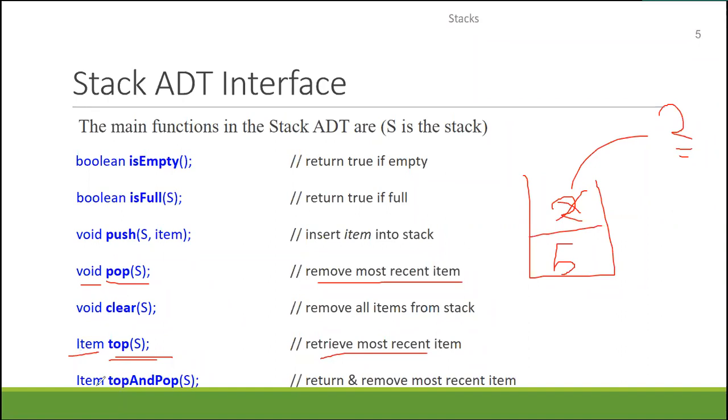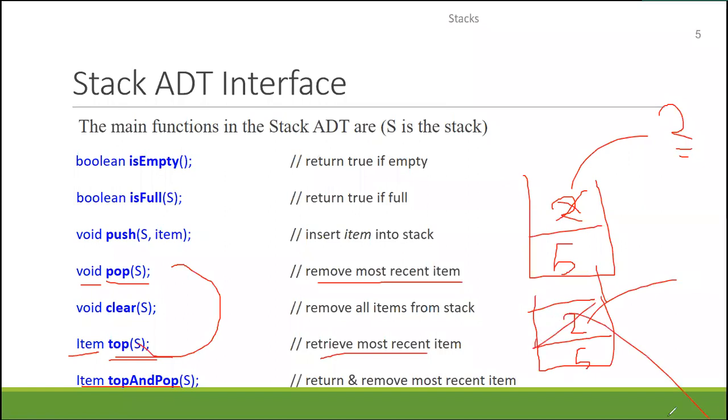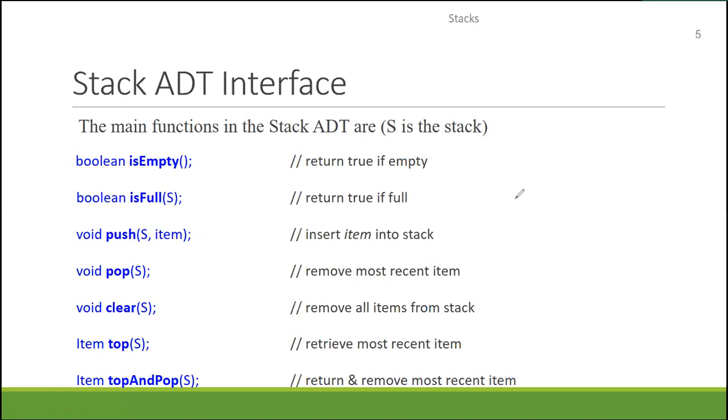And finally, topAndPop. What does this do? It combines the top function and the pop function. It will tell you what the most recent item in the stack is, and then after telling you that 2 is the most recent, it will remove 2 from the stack. So these are basically the functions. We'll talk more about them in detail. Don't worry if you are not clear. Let's go to the next one.